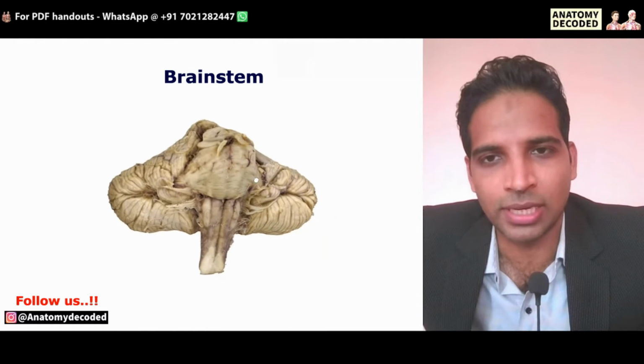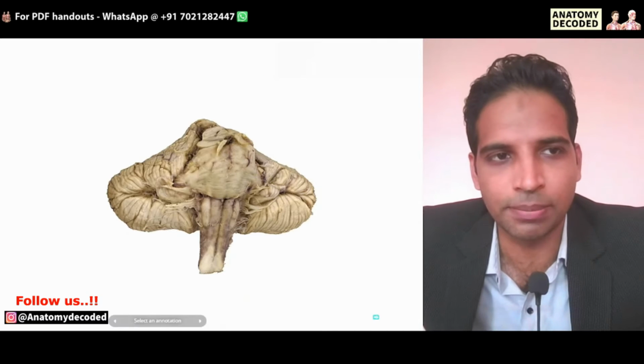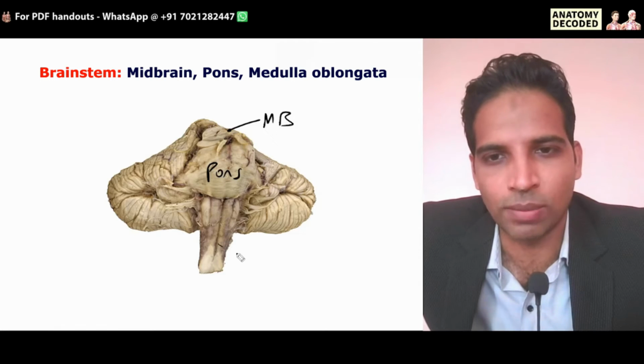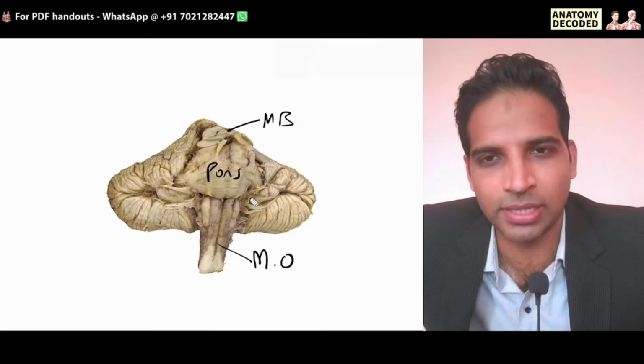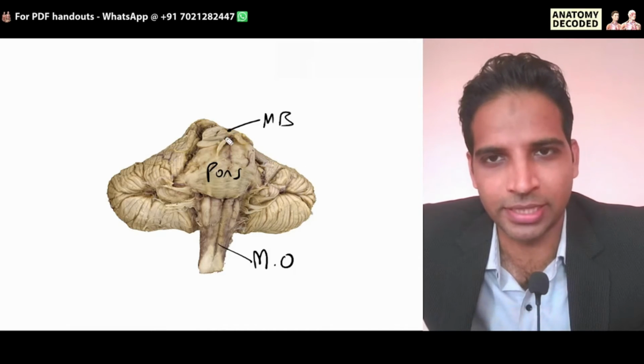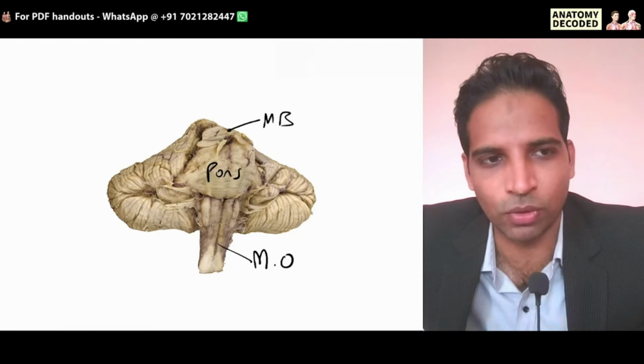The brain stem has three parts. The upper part is referred to as the midbrain. This part is the midbrain, and there is the pons. The lower part is the medulla oblongata. So three parts of the brain stem we need to identify. And a brain stem section has been taken here, so an important feature is seen.